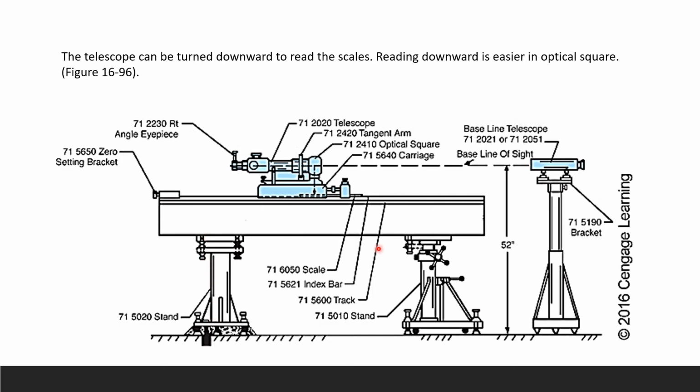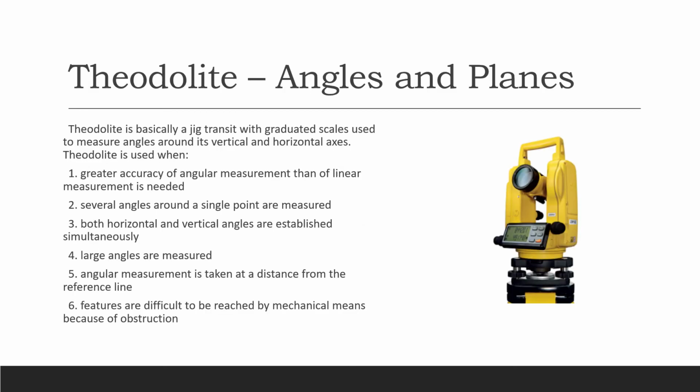So here you can see the support. Here we're putting this first telescope right there, and then we have our optical square right here. Then you can read downward, and this one is a baseline telescope. Another one here. This is your support. So with this support, you are able to turn the telescope downwards to read the scales.